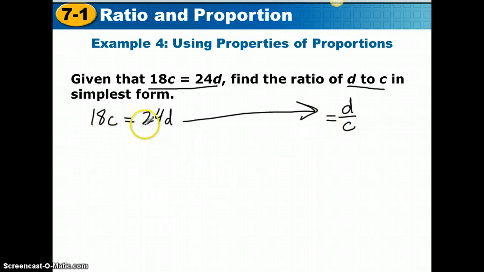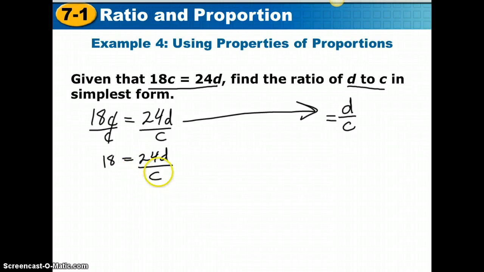In order to do that, I would either have to divide both sides by d or divide both sides by c. You have to figure out which one would leave d on the top of the fraction and c on the bottom. You'll notice d divided by c on both sides would give us that result that we want. So the first step here is to divide both sides by c. The c's cancel on the left, so we have 18 equals 24d all over c.